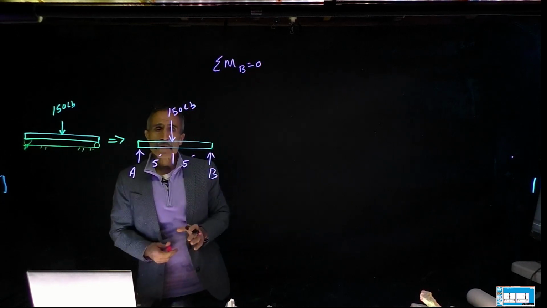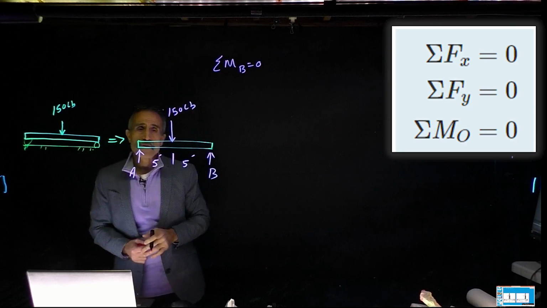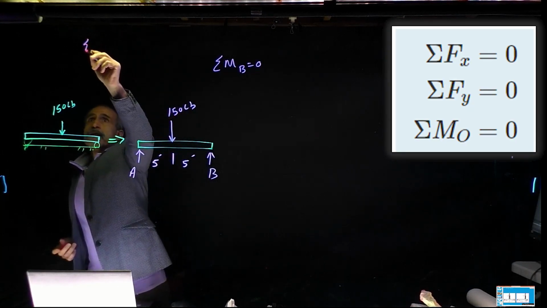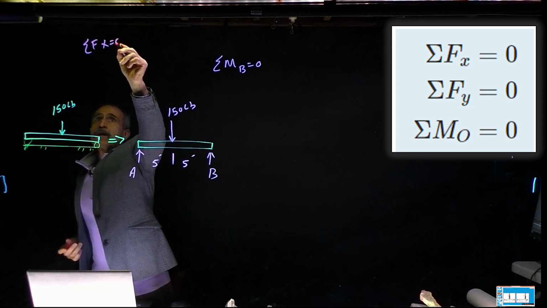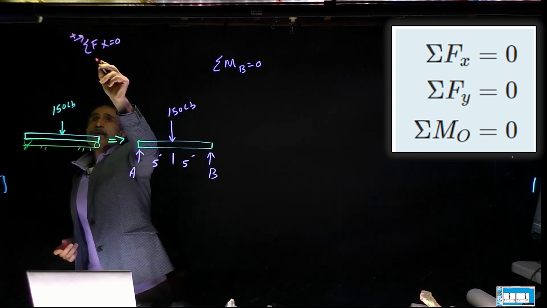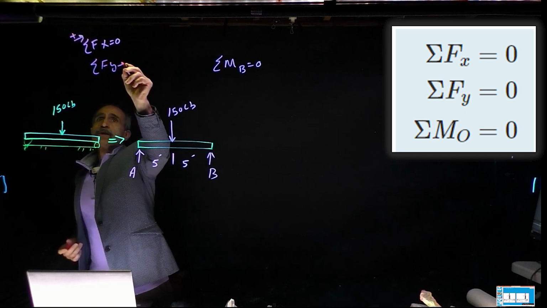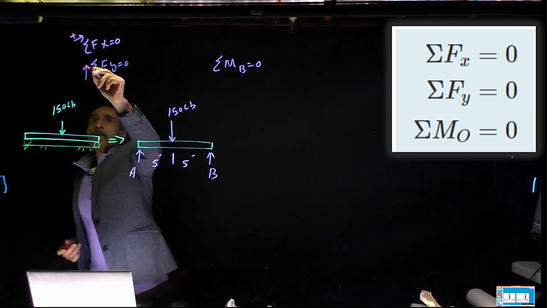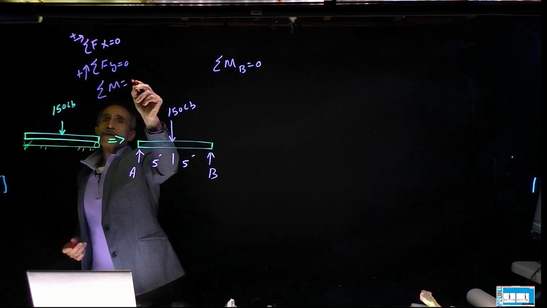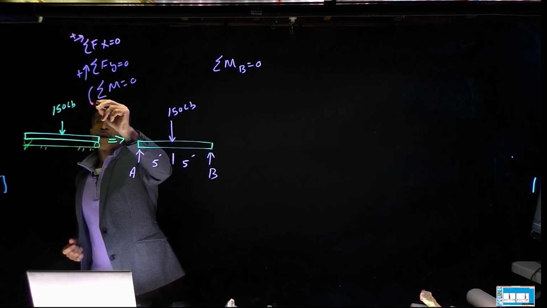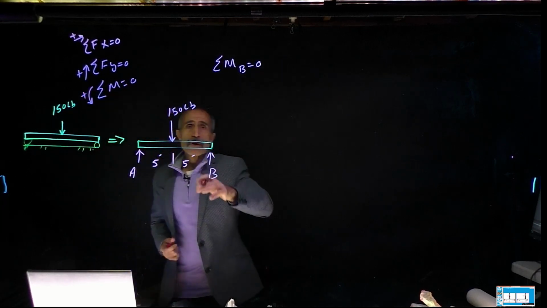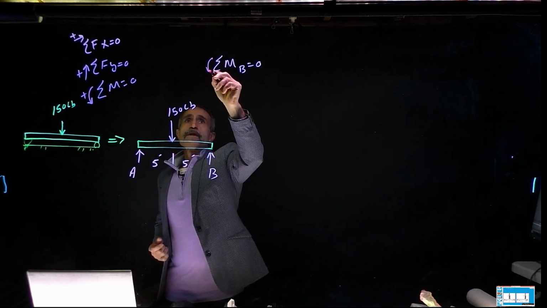We talked about this in class before, that we have equilibrium equations, which basically say summation F of x is equal to 0, and we said going right is positive. Summation F of y is equal to 0, and we said going up is positive. And summation of moment is equal to 0. In this case, we're going to say counterclockwise is positive. Of course, you can make clockwise positive if you want.